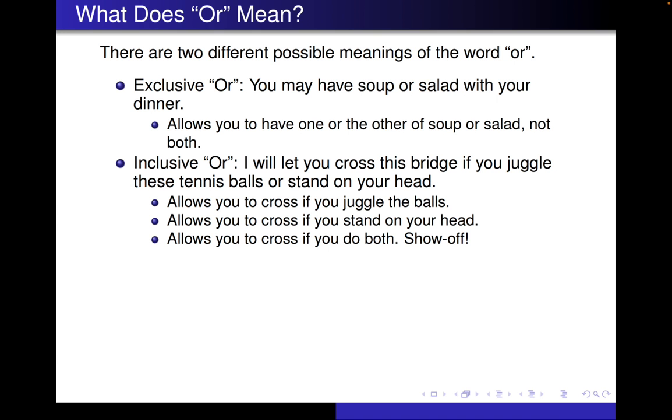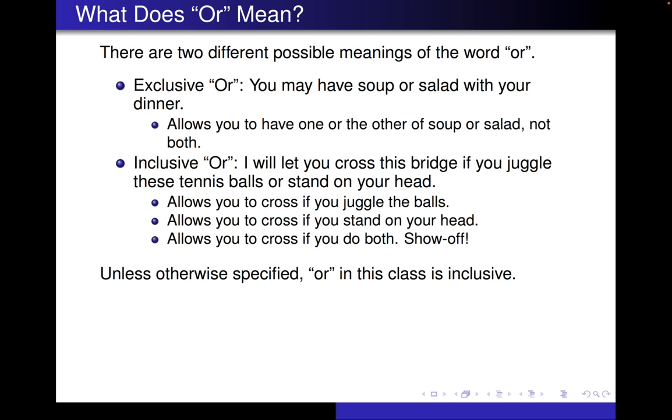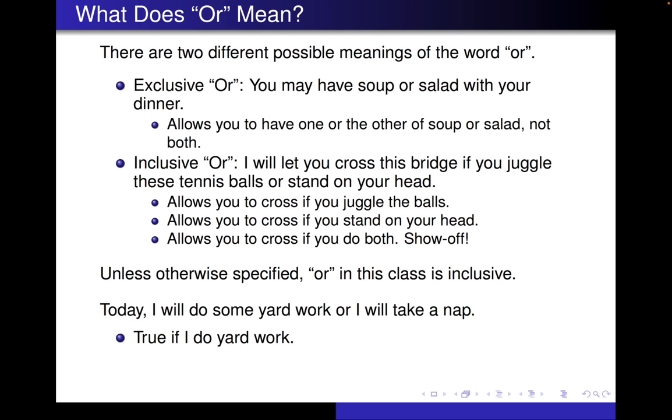When we use or in our class, we are going to use the inclusive or, which means that if I say, today I will do some yard work or I will take a nap, that means it will be true if I do yard work. It will be true if I take a nap. And, if I'm doing yard work, I'm going to be tired, probably going to take a nap anyway. It is also going to be true if I do both. And in fact, the only way that statement will be false is if I don't do yard work and also I don't take a nap.